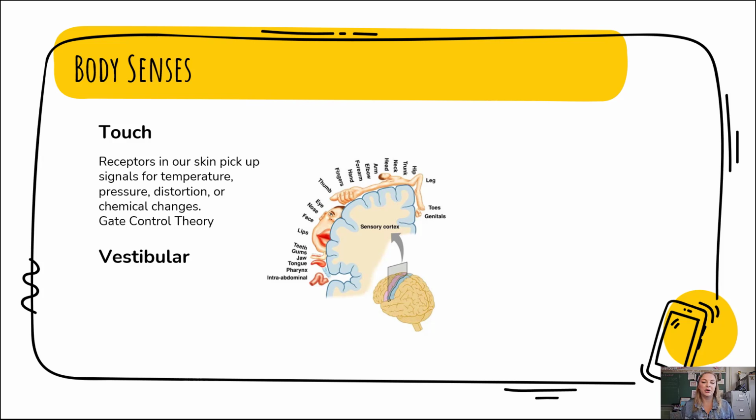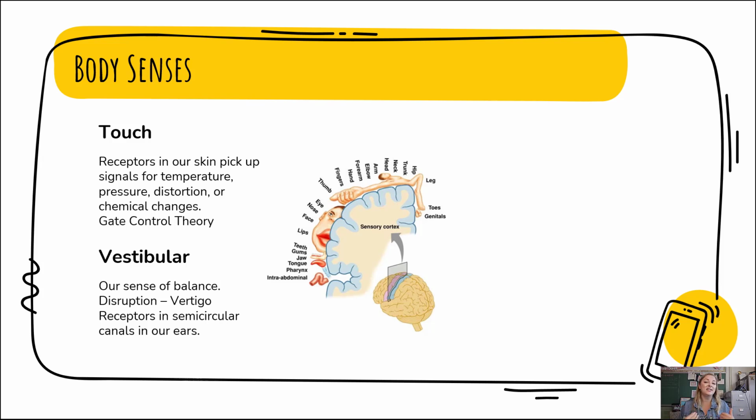The next body sense we're going to talk about is the vestibular sense, or our sense of balance. We talked about our vestibular sense a little bit when we were talking about the semicircular canals in our ear. We have receptors inside of those semicircular canals that tell our brain where our head is in relation to the rest of our body or the ground.